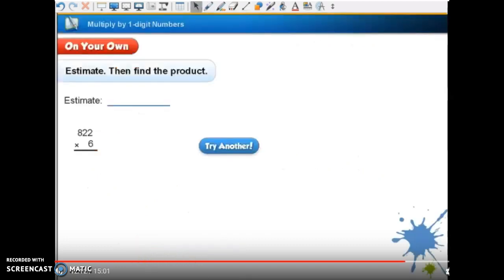Okay, now you're going to do number 6 on your own. When you write your estimate, I want to see what you rounded that number to. I want you to see the whole multiplication sentence up for your estimate and then do the work on number 6. Okay, so this is number 6. Your estimate should have been 800 times 6 equals 4,800.